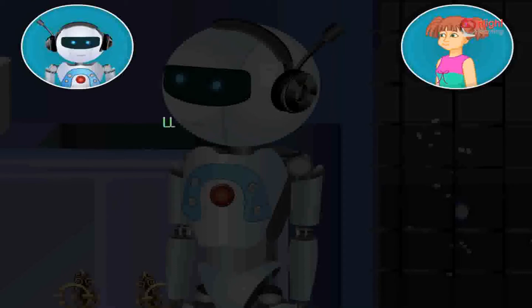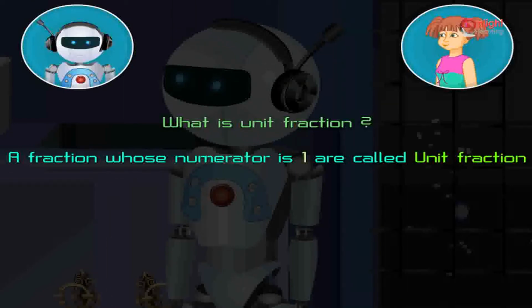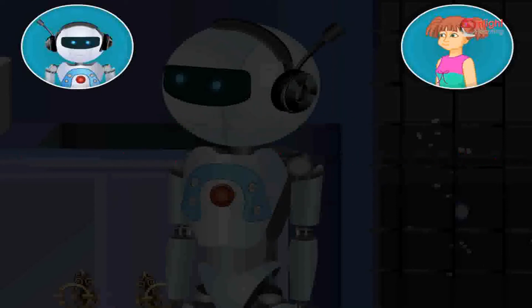Good! What is unit fraction? A fraction whose numerator is 1 is called unit fraction. For example, 1/4, 1/11, 1/13, etc. In the given fractions, tell me which are proper fractions and which are improper fractions.